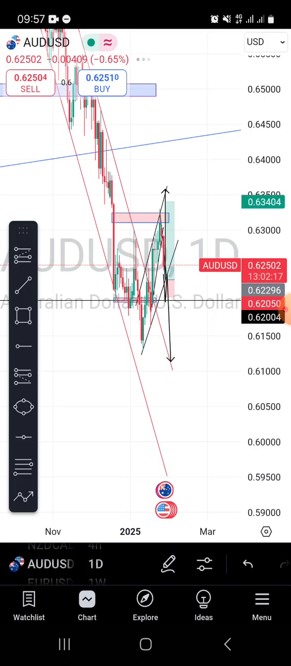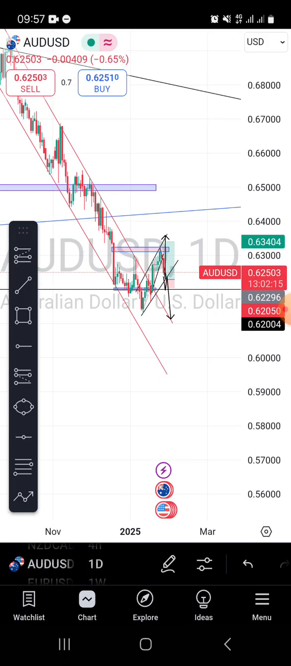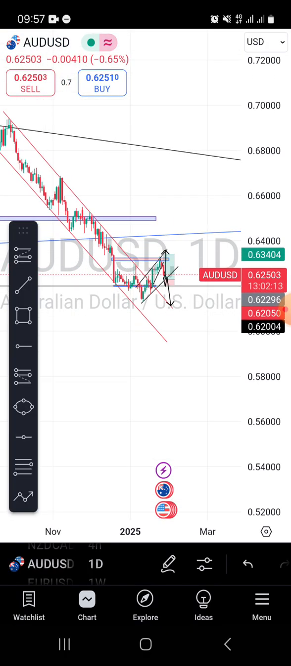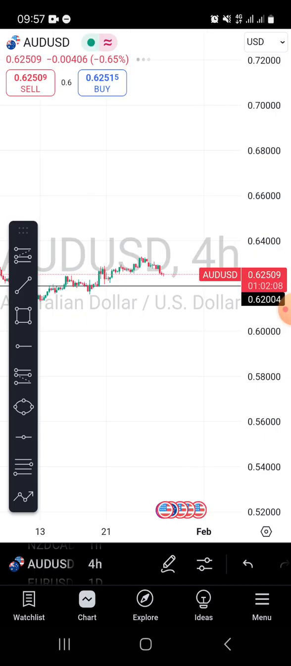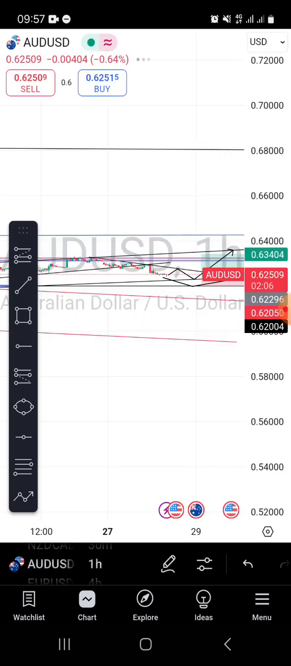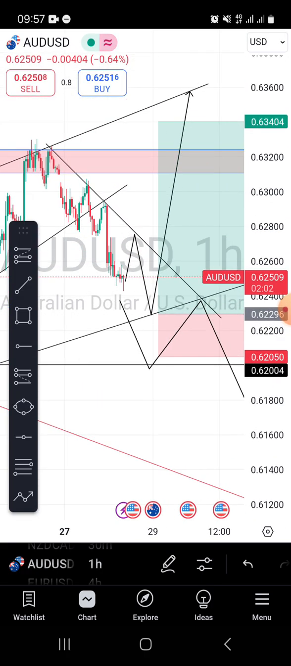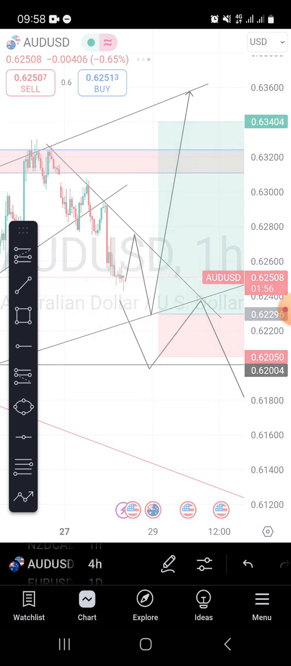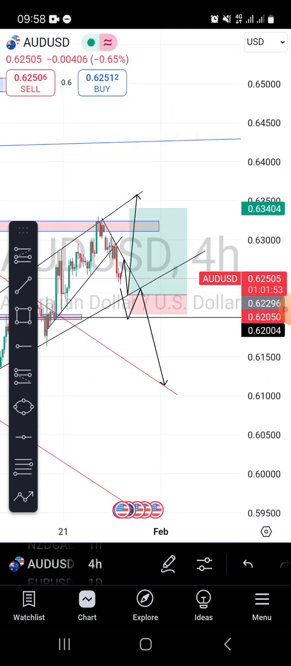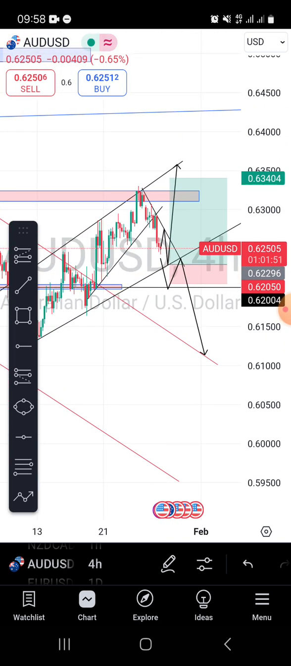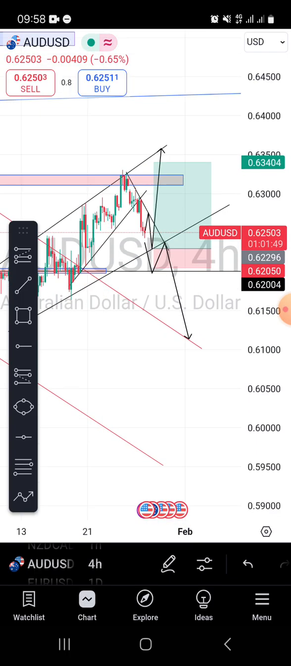AUD USD, I would say it's both a downtrend and uptrend. That is why I'm interested in both the buys and sell of AUD USD, and I think I've explained that. If market should push up to this level, I'll take my sell, and on rejection on this H4 uptrend line, I'll take my buy. So that is that on AUD USD.